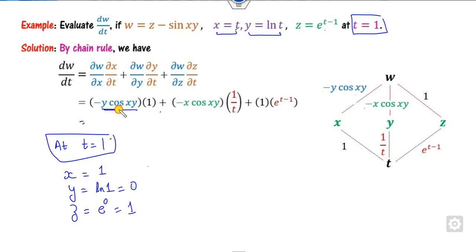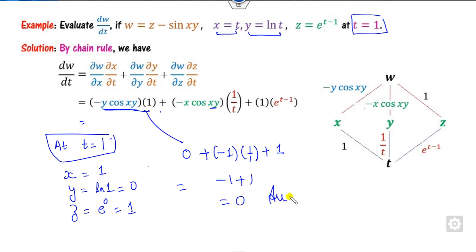What is that? This is y 0. So this portion is 0. Y is 0, cos 0 is 1. So x value is minus 1. T is 1 upon 1. E raised to power 0 is 1. So minus 1 plus 1 is 0, which is again the right answer.